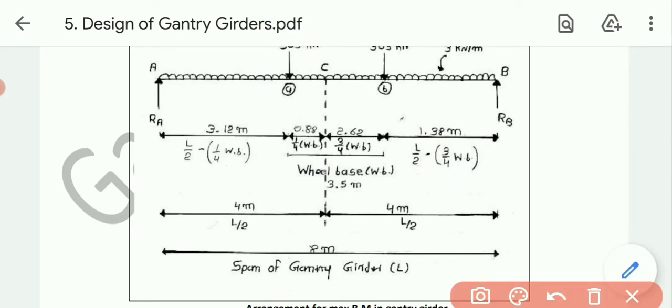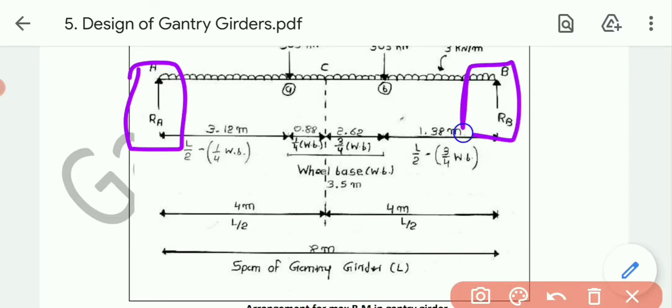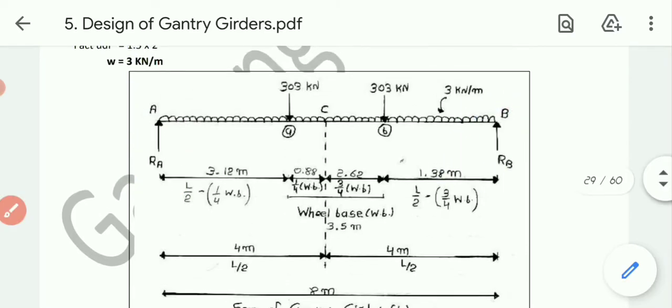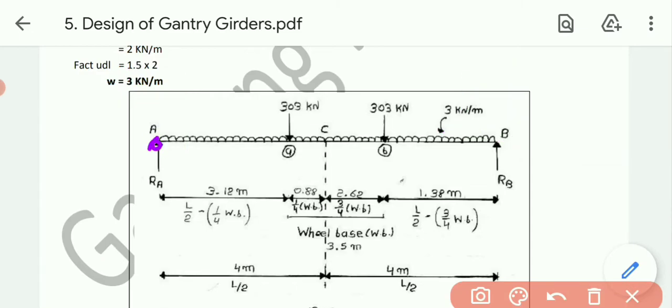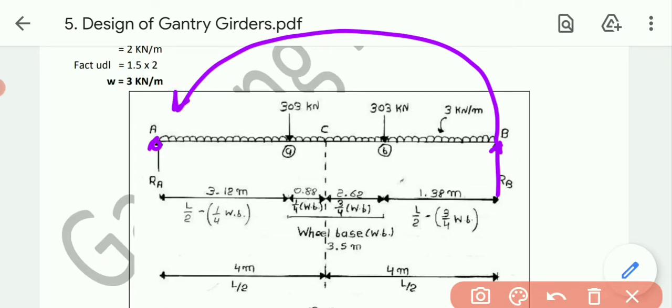Okay, but for that one we need to calculate reactions also. So let's calculate reactions first of all. For reaction purpose, let's take moment at A. Our first anti-clockwise moment will be of RB. So RB into total dimension, that is 8 meter. So I am writing down over here RB into 8, that's anti-clockwise.